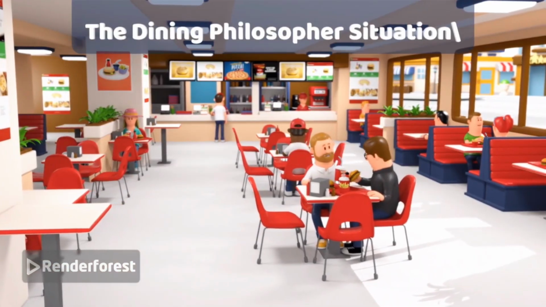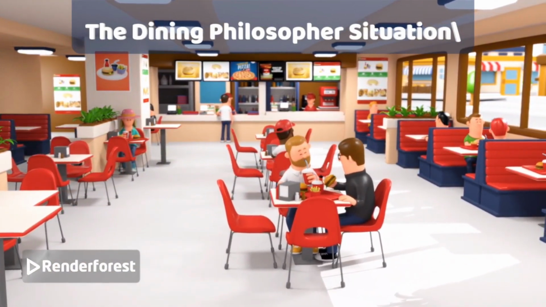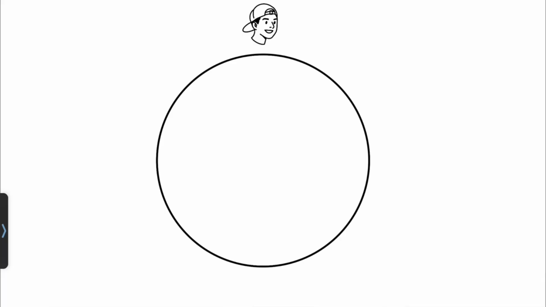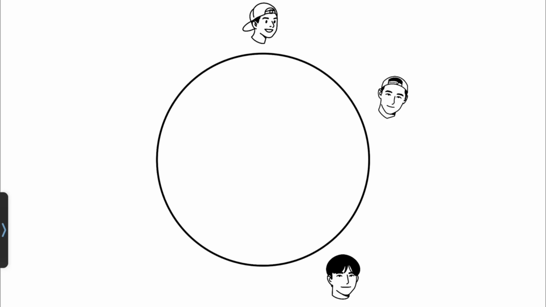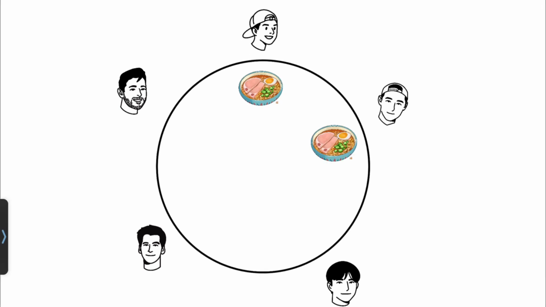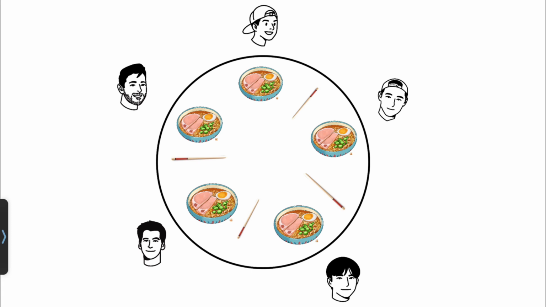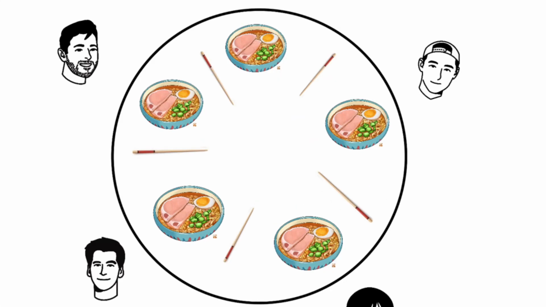Now, let's dive into the specific situation of the Dining Philosophers problem. Imagine 5 philosophers who spend their time either thinking or eating. In front of each philosopher is a plate of noodles, but to eat the noodles, they need to use 2 chopsticks. Here's the catch. There's only 1 chopstick between each pair of philosophers.